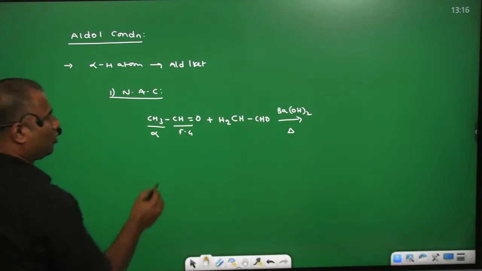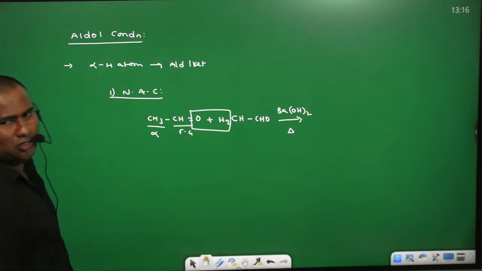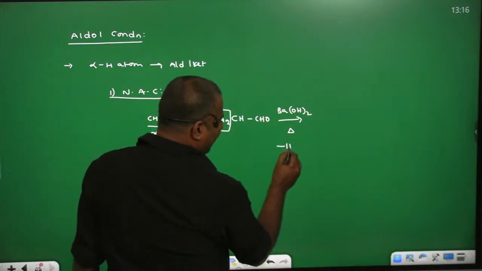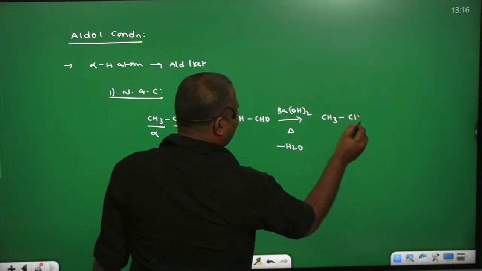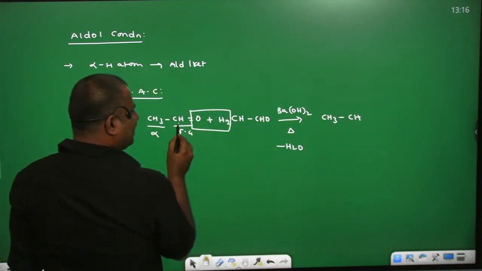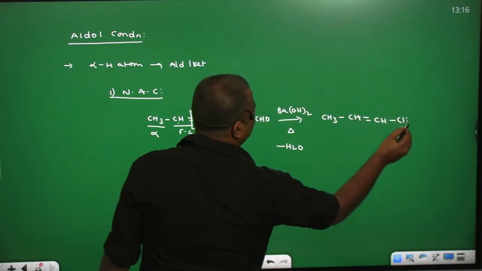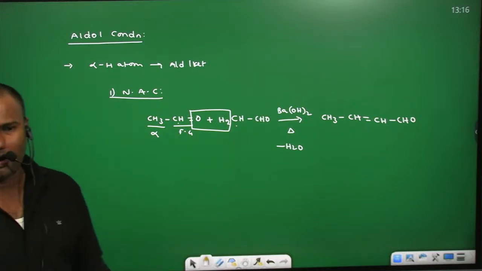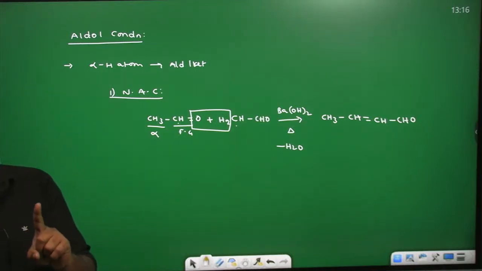Then what do we need to do? We need to eliminate H2O from the two molecules. So by removing H2O, you can write the final product CH3CH. There is a double bond between this carbon and this carbon, so you write CH3CH double bond CHCHO. This is the final product in aldol condensation by taking only one type of reactant molecule. If we take the same one, we write it like this.